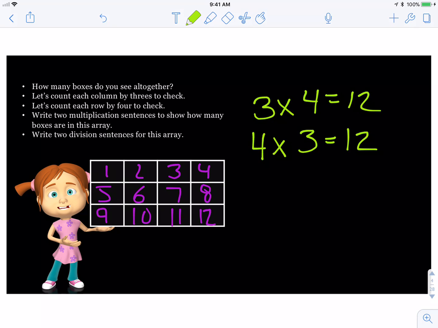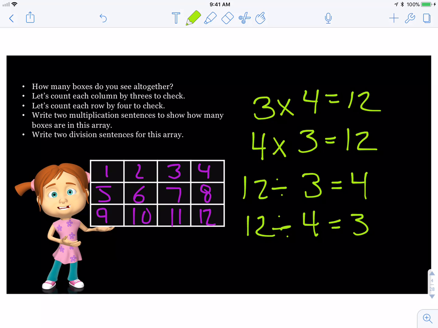And now the last one, it says write 2 division sentences for this array. So I could take the 12 and I can divide it by 3 rows, and that gives me 4 in each row. Or I could take 12 boxes and I could divide it by 4 columns and have 3 boxes in each column. Pretty easy stuff.